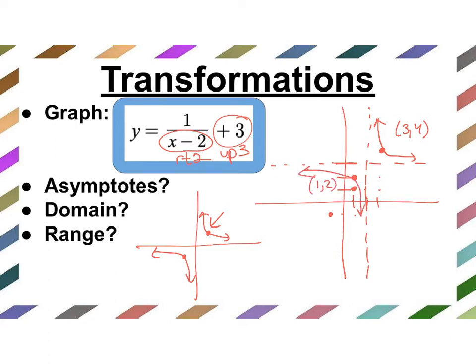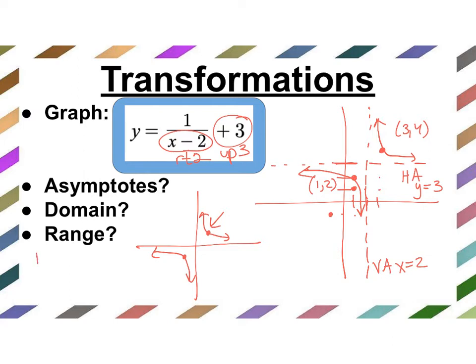And again, you can get some more points for your graph by doing a table of values. So I have my asymptotes. My vertical asymptote is x equals 2. My horizontal asymptote is y equals 3. Remember, they are equations, so you need to write the x equals and the y equals.